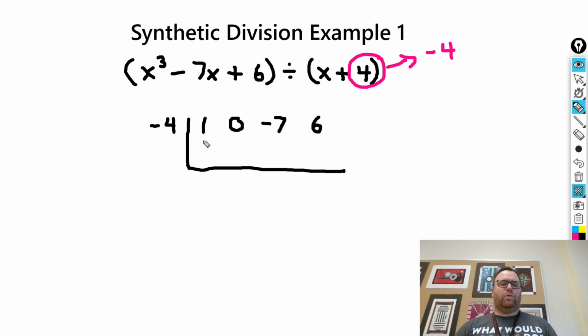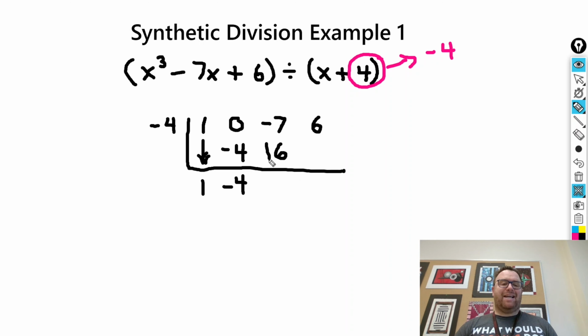Okay, I'm going to take this 1 and just bring it down here. And then I'm going to take negative 4 and multiply by 1 to get negative 4. Now I'm going to add 0 and negative 4, and that's going to be negative 4. I'm then going to take negative 4 and multiply it by negative 4. That's going to be positive 16.